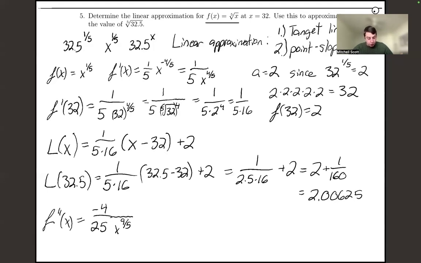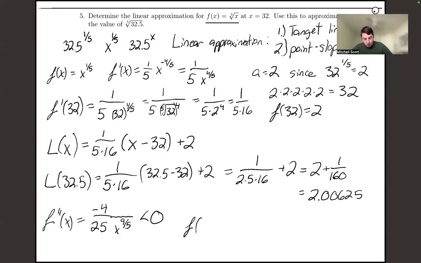Since 32 is positive, we know that x to the 9/5 is going to be positive. This whole thing is going to be negative then, because we have a negative divided by a positive, which is less than 0, which means it's concave down. And that means that we have an overestimate, because our function is actually concave down, but we assumed that the concavity was 0 and it was a straight line. So we're going to get an overestimate of the actual value.